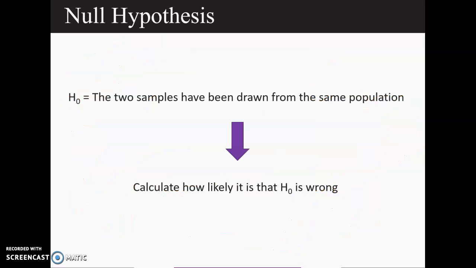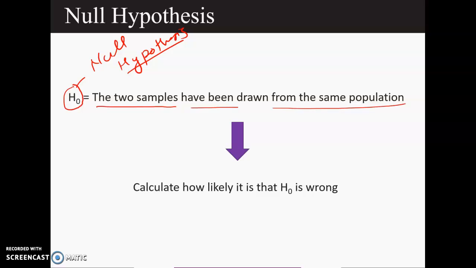So here you can see H0. I already explained what is the meaning of H0. H0 indicates null hypothesis. So what is null hypothesis? The claim is the two samples have been drawn from the same population. So this is null hypothesis.